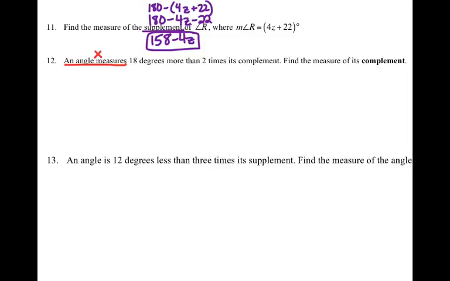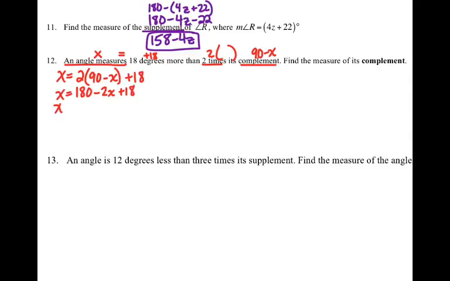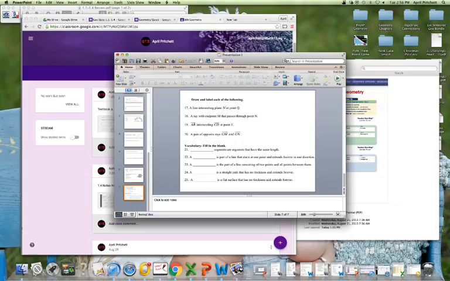On number 12, an angle measure. So an angle is our x equals 18 degrees more than, means you're going to say plus 18, 2 times its complement. All right, 2 times means 2 times parentheses, and then its complement is going to be 90 minus your angle. So then when you write your equation, it should look like this. Then distribute the 2. Put your like terms together. Add 2x to both sides. Divide by 3.